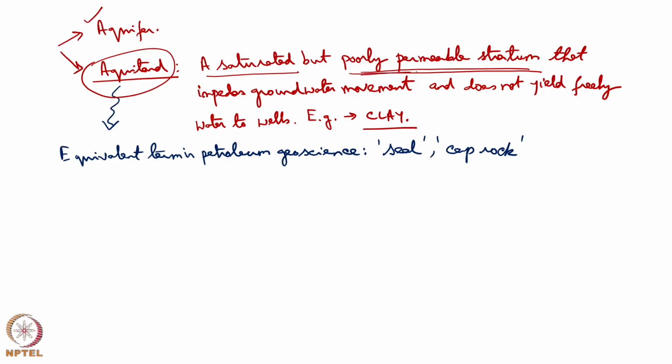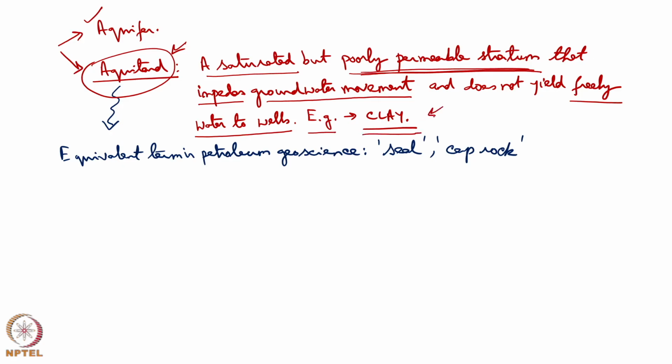Since the permeability is reduced, it impedes, precludes, stops, or prohibits the groundwater movement. Therefore, if you drill a well in an aquitard material, or the natural topography cuts this aquitard material, it will not yield freely significant water. An example of aquitard material can be clay.